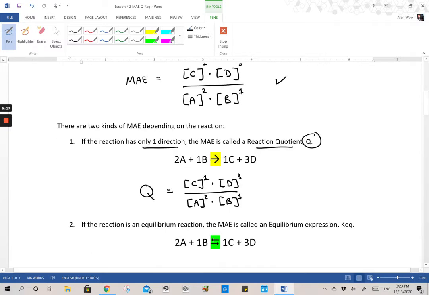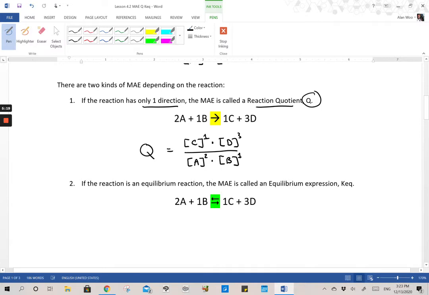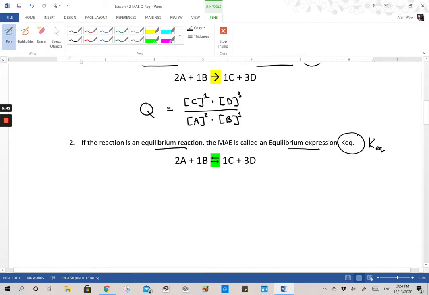Now, the other alternative is if you have an equilibrium reaction. At this point, the mass action expression is now called a KEQ expression. The symbol that we use is K, capital K, and then subscript EQ. So for this one, instead of Q equals our products over reactants, it's KEQ.